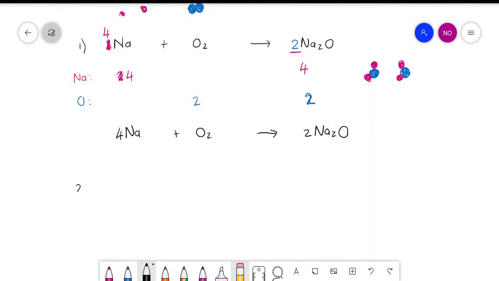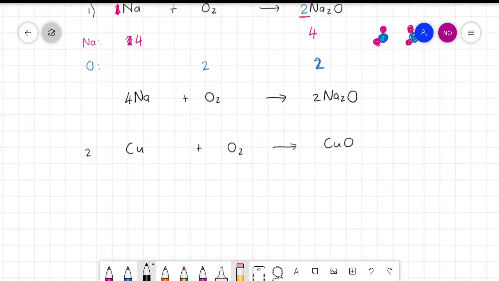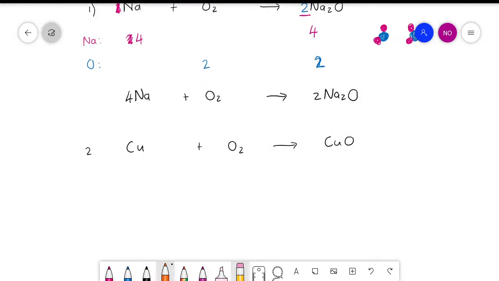Okay, then the next one. We actually did this one in yesterday's class as well, but it's fine. Copper. How many do I have in my reactants? One. And in my products? How many do I have in my products? Just one. Look there. It's just one of them. Okay? So for now, we're happy with the coppers. Do you agree? One before, one after.